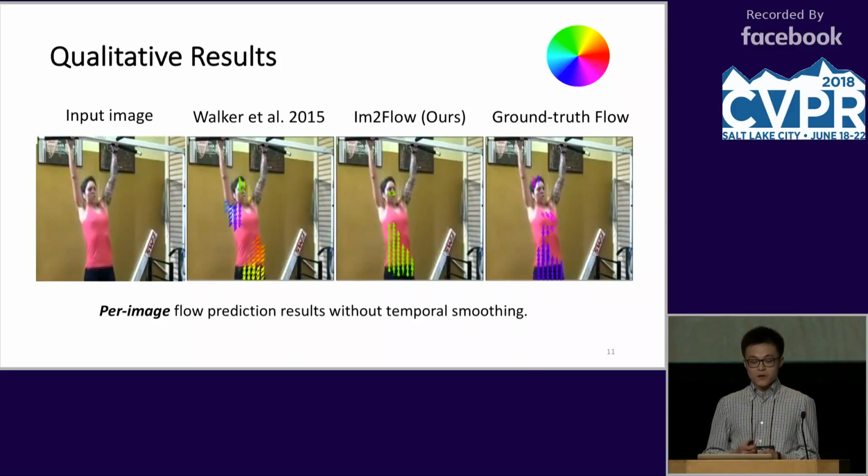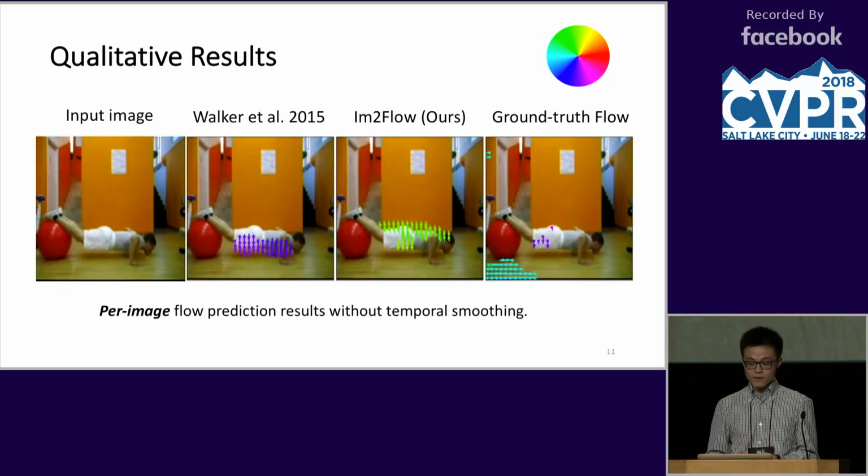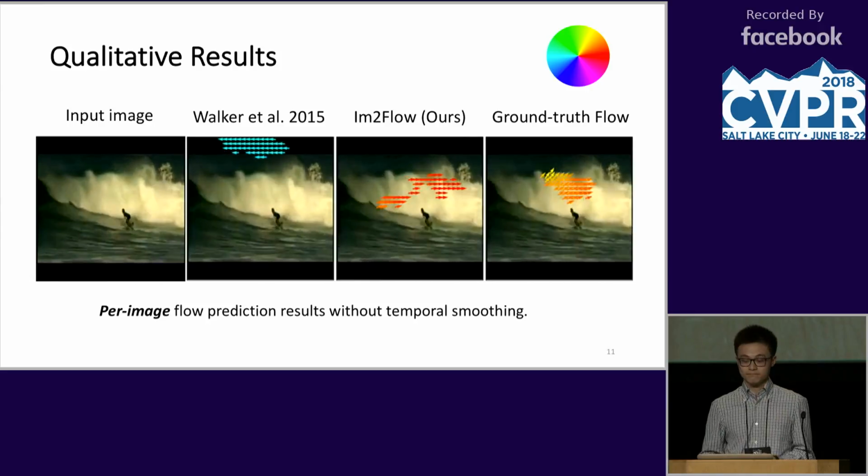Here are more results of a woman doing pull-ups and a man doing push-ups. And apart from human motion, our model can also predict scene motions, such as the falling waves in the ocean.